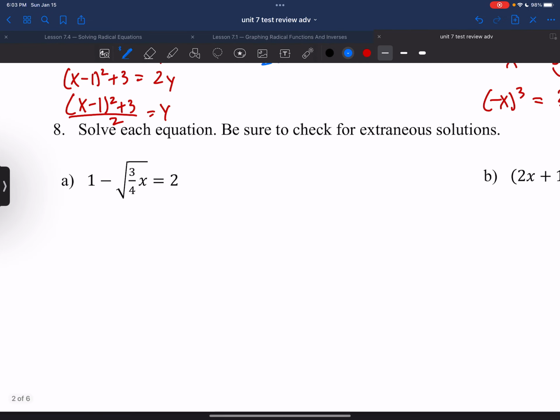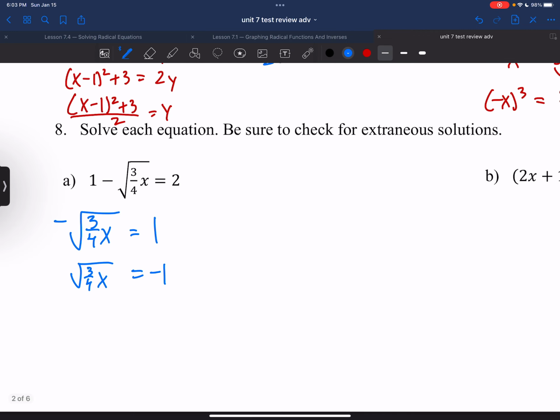All right, let's solve each equation and check for extraneous solutions. Checking for extraneous means we take our answer, plug it back in, and make sure it's true. So let's isolate our radical by subtracting 1 from both sides. Negative root 3/4 x equals 2 minus 1, which is 1. Let's move that negative to the other side by dividing by a negative, so it equals negative 1. Then we'll square both sides, so it's now 3/4 x equals negative 1 squared, which equals 1.